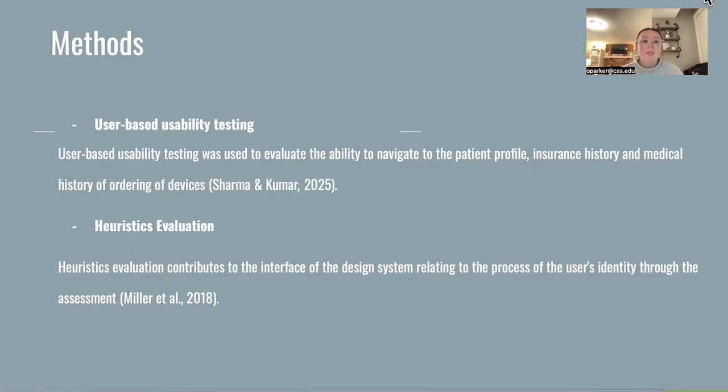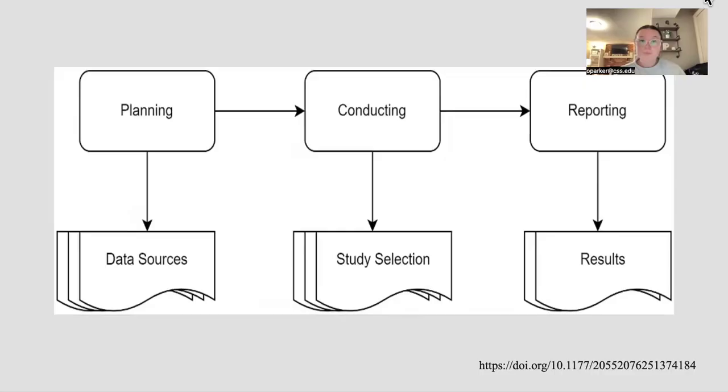And also with this, I use heuristic evaluation. So this evaluation contributes to the interface of the design system relating to the process of the user's identity throughout the assessment. So this kind of goes into the life cycle, which is very important within the heuristic evaluation due to Nielsen's steps in his heuristic evaluation. So I wanted to implement this since I think it's highly important to users within an assessment and study, since the steps and procedures that he implemented within his design really speak volumes on how usability is incorporated and how to evaluate it over a short or long period of time.